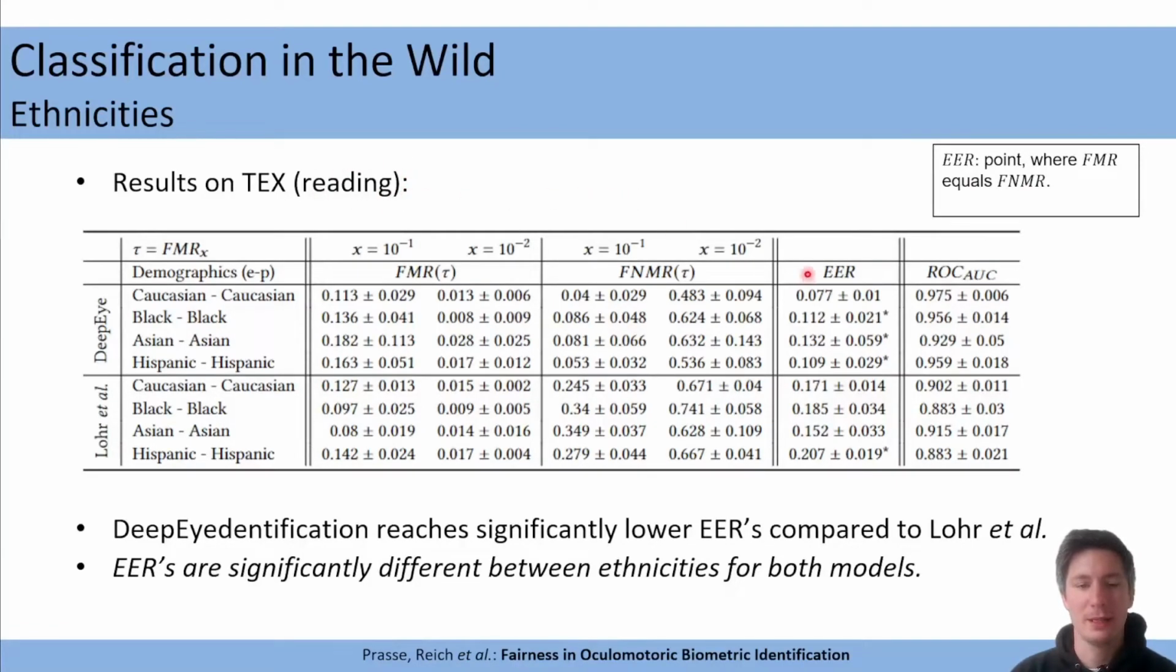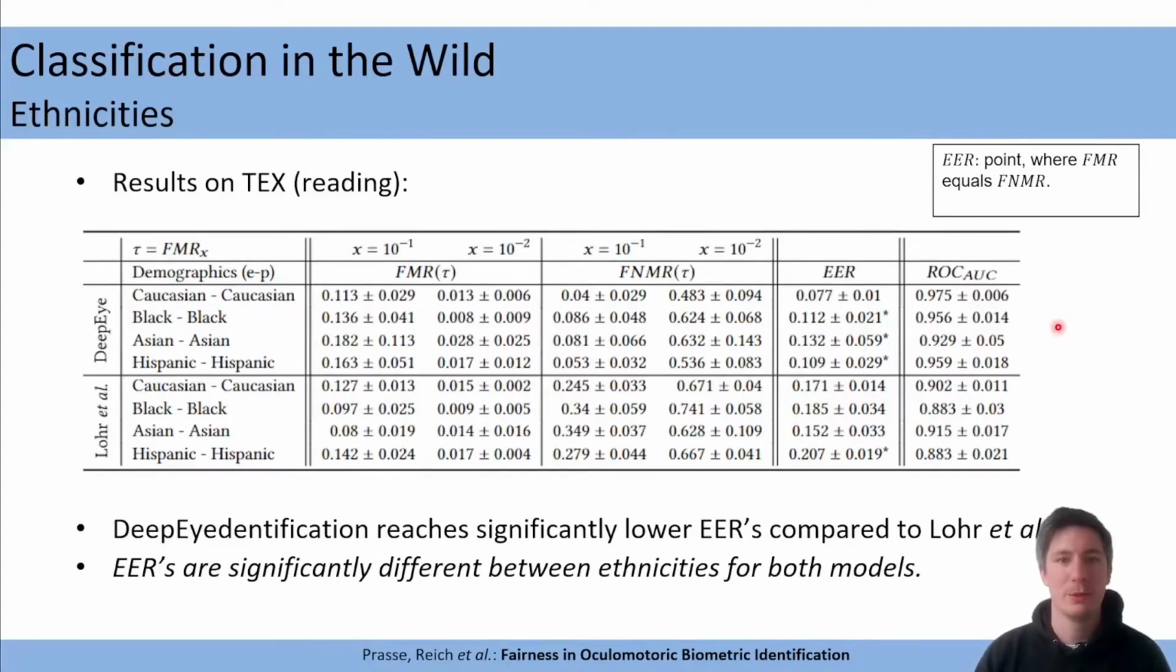We see that for the equi-error rate, the deep identification model has a significantly lower equal error rate compared to the Lohr et al. model. But we can also see that the performance for Caucasian is significantly lower than, for instance, the equal error rate for Hispanic. Those are the first indicators of an unfair model. In the following, we will investigate using the FDR AUC that we introduced beforehand.